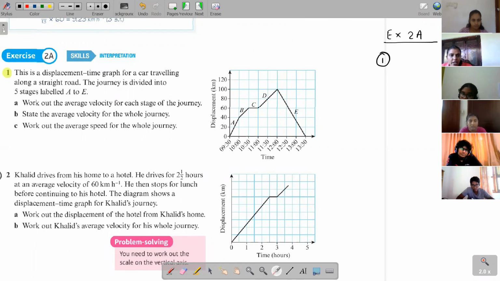Okay, so you have to find the average velocity for each stage of your journey. So what do we know, children? We know the velocity for each stage is what? If you take stage A, the velocity is what? The velocity is the gradient of the graph. So basically, if you can find the gradient of the graph, you have the velocity. All you need to do is to get the gradient.